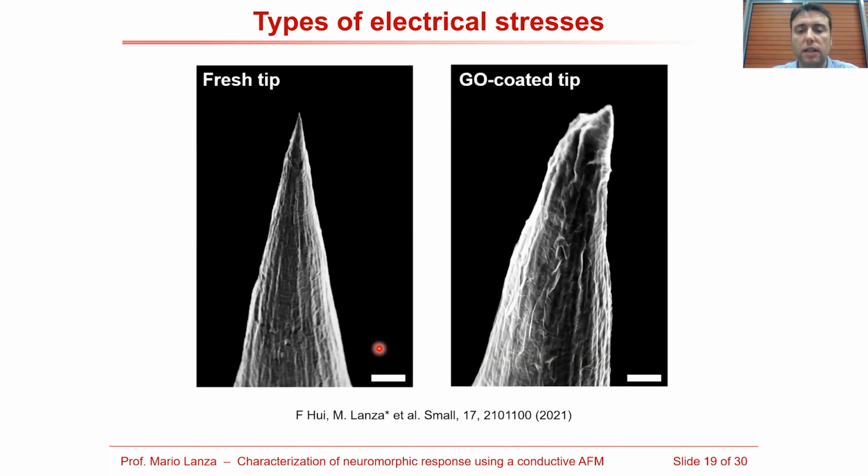In fact, in our study, what we have used are solid platinum AFM tips. This is important because metal-coated silicon tips can degrade after some electrical measurements. These solid platinum tips cannot be degraded. And then we use the spray coater to put the graphene oxide on this tip.